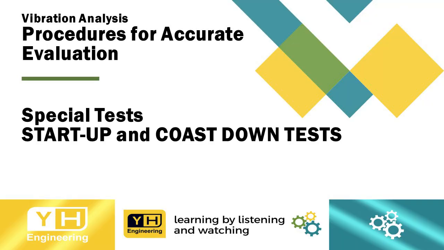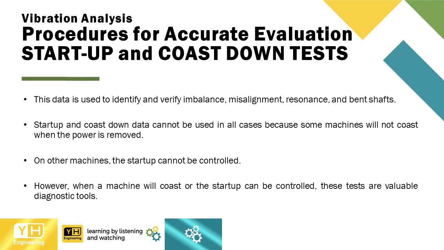Vibration analysis. Procedures for accurate evaluation of machinery condition. Special tests. Startup and coast down tests. This data is used to identify and verify imbalance, misalignment, resonance, and bent shafts. Startup and coast down data cannot be used in all cases because some machines will not coast when the power is removed. On other machines, the startup cannot be controlled. However, when a machine will coast or the startup can be controlled, these tests are valuable diagnostic tools.